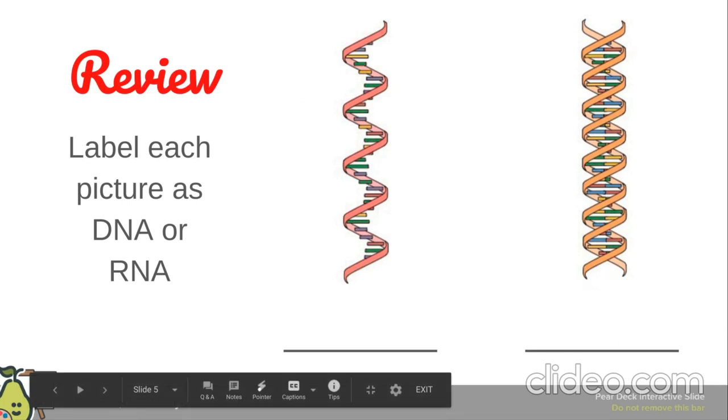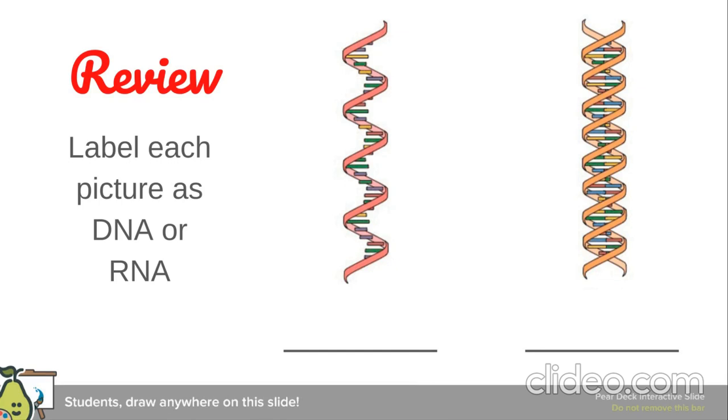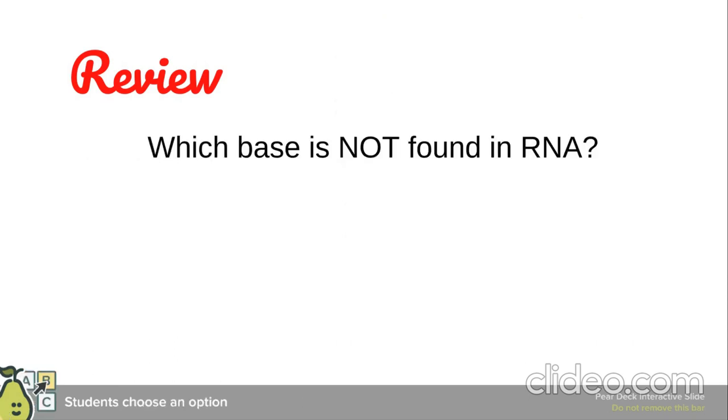All right, next up, we need to label each picture as DNA or RNA. So on the left-hand side, that red molecule, is that DNA or RNA? Good, that's RNA. So that means our orange molecule on the right here is going to be DNA. Awesome. Which base or which letter is not found in RNA? So RNA has all the following letters except what? Good, RNA does not have a T.